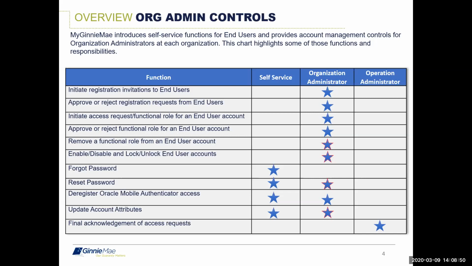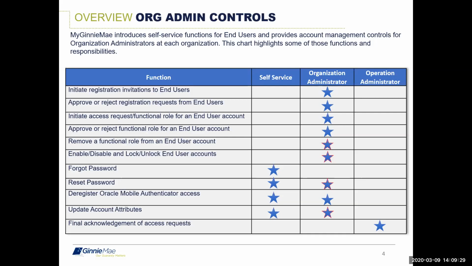and that is finalization or final acknowledgement, which means that once you've requested and approved a functional role for a user, the Bank of New York, as the operations administrator on behalf of GinnieMae, finalizes that functional role in the system. And that is the only account management exercise that they are able to complete on behalf of end users in your organization. While they are responsible for onboarding organization administrators and giving you that security privilege, they do not play a role in onboarding and managing end user accounts on behalf of your organization.